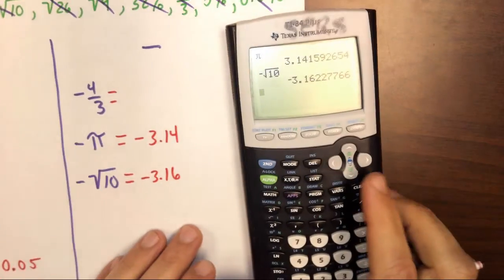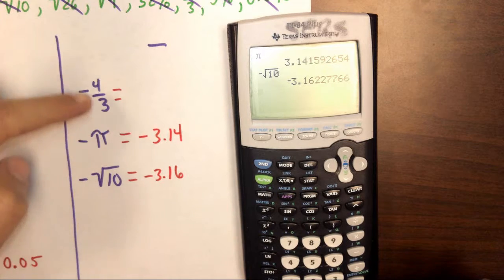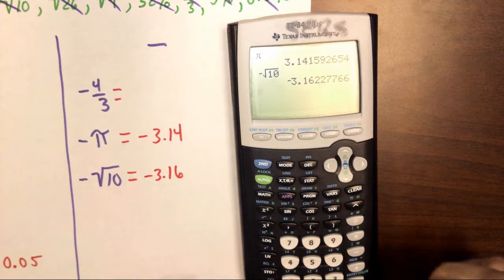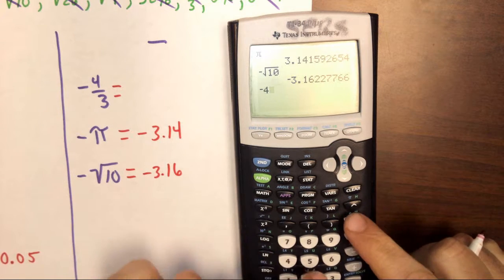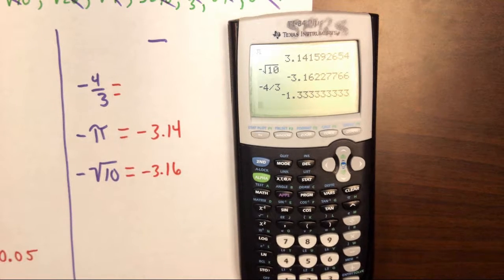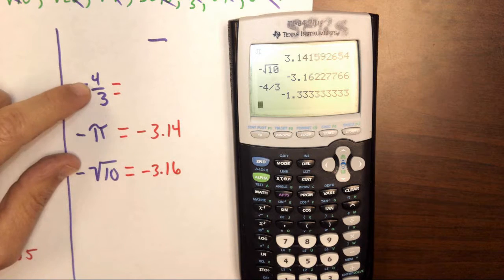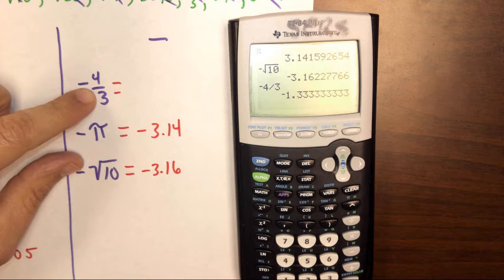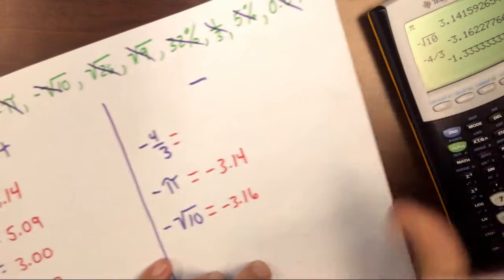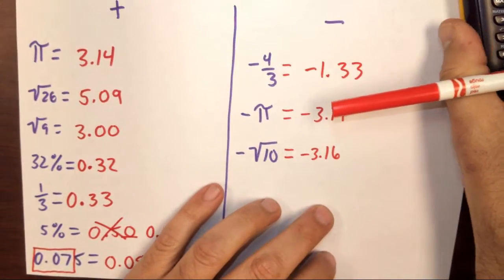Now 4/3. This could be a little tricky. It's an improper fraction because the number on top is bigger. The numerator is bigger than the denominator. Let's do this. Negative 4 divided by 3. Negative top divided by bottom. If it's a negative 4/3, only one of the numbers is negative. They're not both negative. It's not negative 4 divided by negative 3. It's negative 4 divided by positive 3. Negative $1.33. Now I can put these bad boys in order.